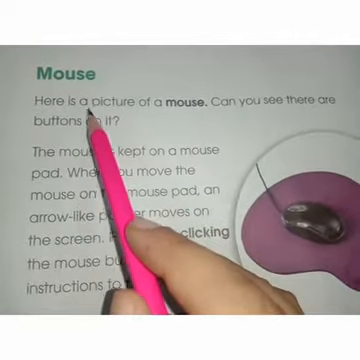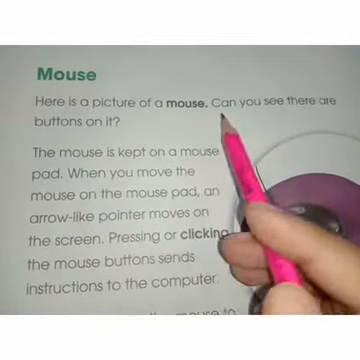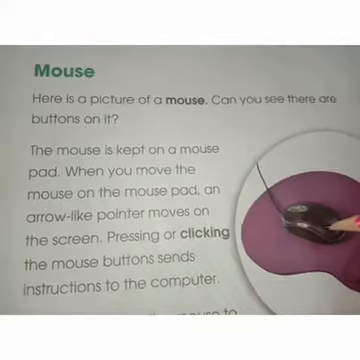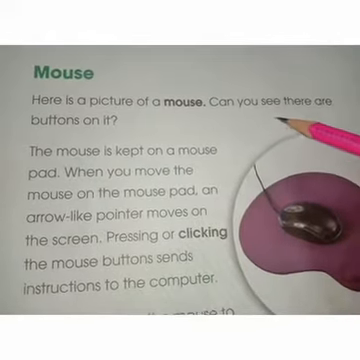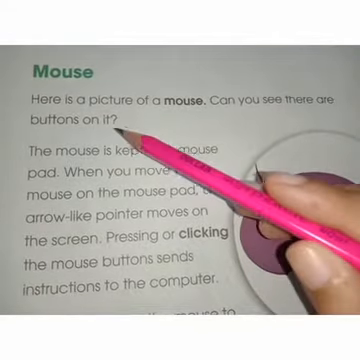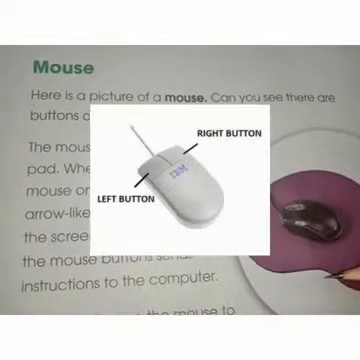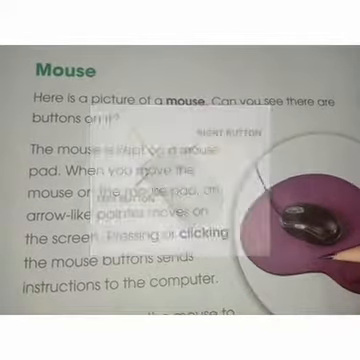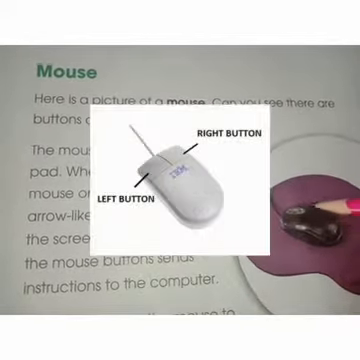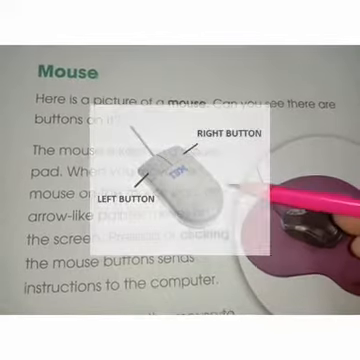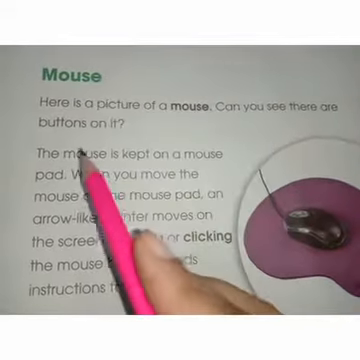Mouse. Here is a picture of a mouse. As we can see, here we have a picture of a mouse. Can you see there are buttons on it? Students, here we have a picture of a mouse and we can see that we have two buttons on a mouse, left button and right button.